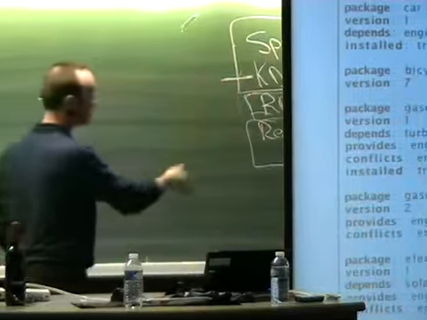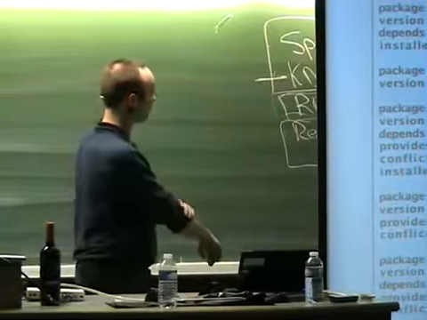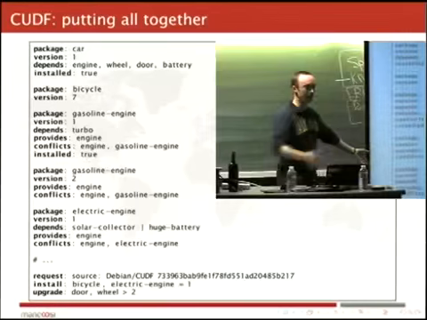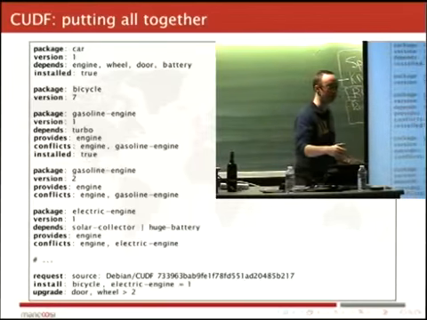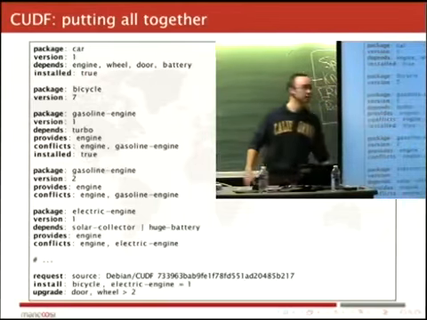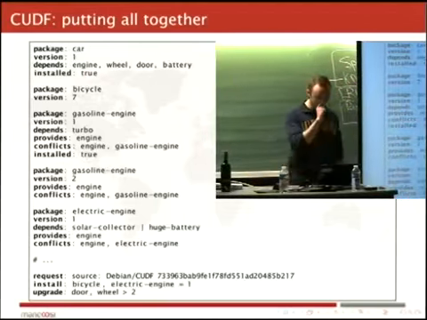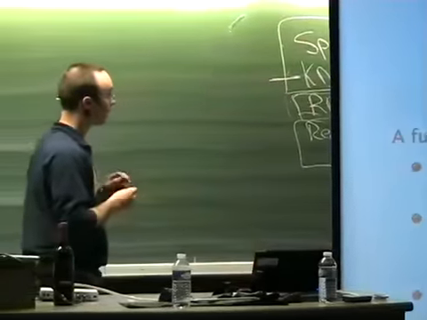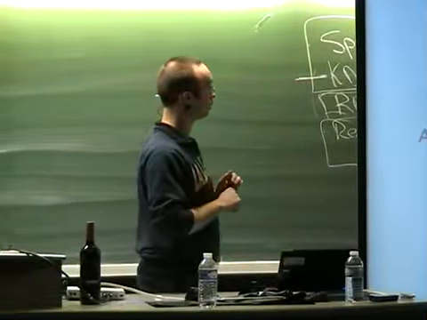So this is just a full example of how a CUDF document will look. Several packages, and there can be a lot. I mean, on my machine, I probably have like 3,000 packages. I can encode all of them in CUDF. And at the end, I have the request which has been posed by the user.